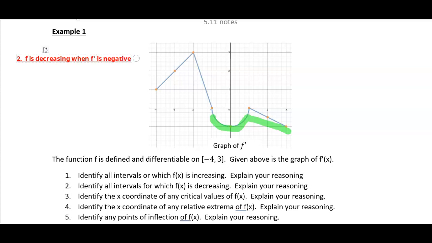F is decreasing when f prime is negative. And I'm not going to write this next part, but I'm going to say it just for teaching purposes. F prime is negative when it's below the x-axis. So I'd say this occurs on the interval. Now it starts here at negative 1, right? But it's not actually below the x-axis at negative 1. It's right on the x-axis. So I'm going to give that a parenthesis.